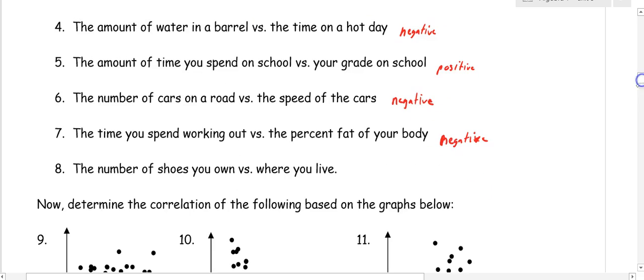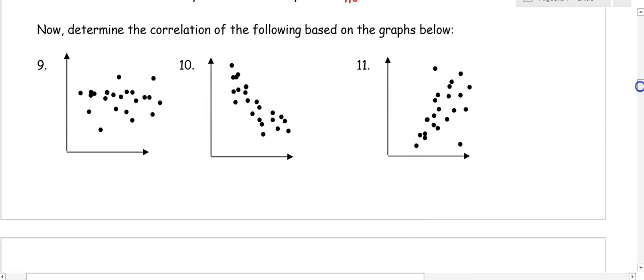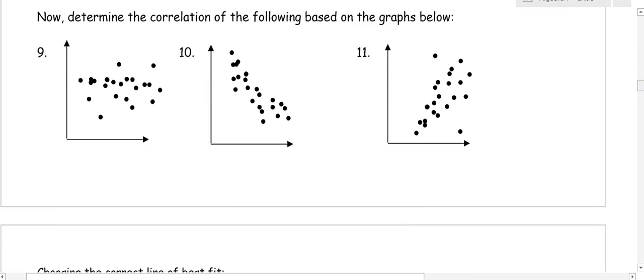And number 8, the number of shoes you wear versus where you live. This is a no correlation. Because some people just like to have 1 or 2 shoes. Some people like to have a lot, but where you live doesn't affect how many shoes you may have as a person. Determine the correlation based on the graph.